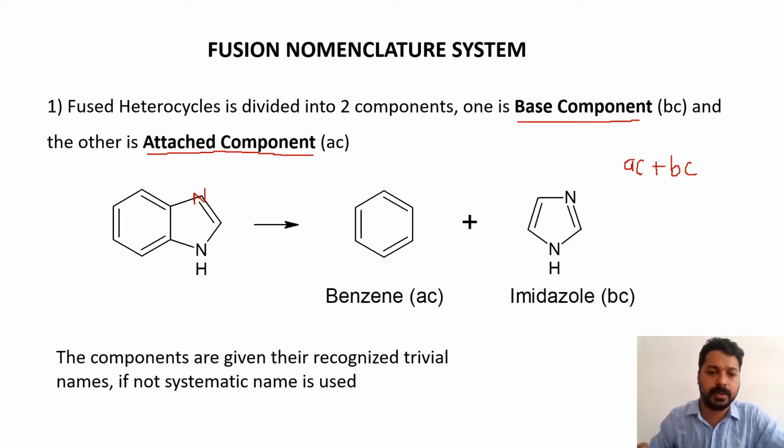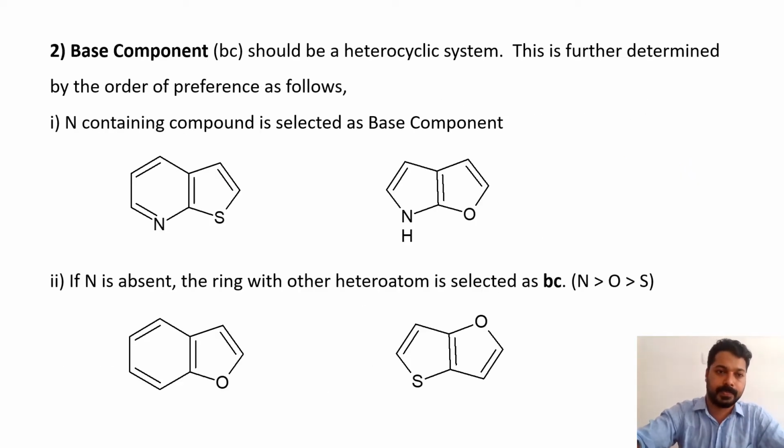Generally, the components are given their trivial names usually. If not, the systematic IUPAC name is used. So we shall discuss how a base component and attached component are selected. The second point is the base component. The base component should be a heterocyclic system, no doubt. It is further determined by the following order of preferences. First, a nitrogen containing compound is selected as the base component. The first priority should be given to the element nitrogen.